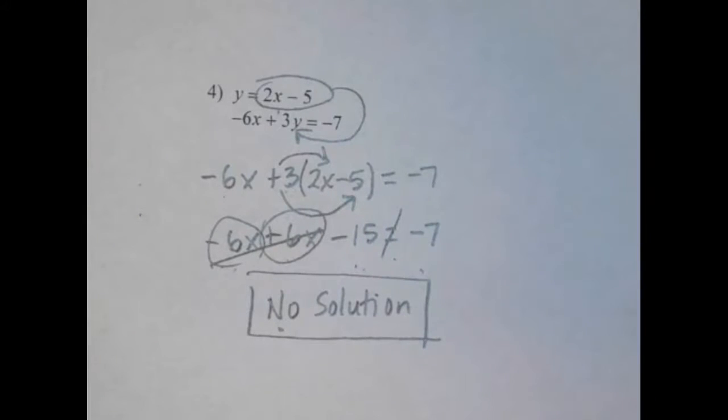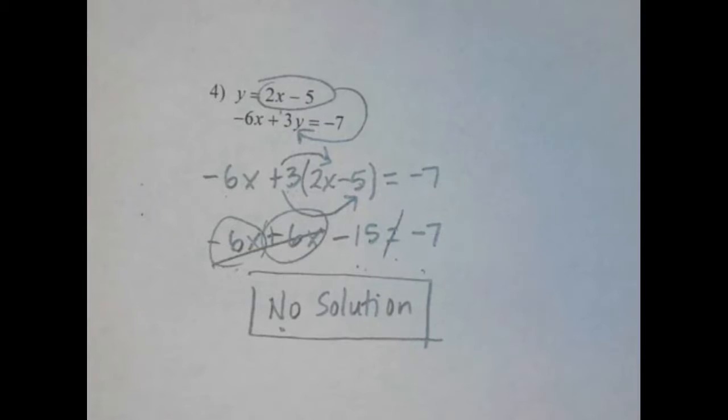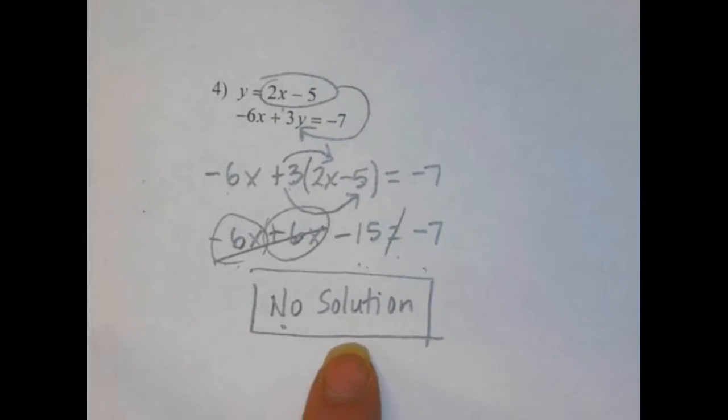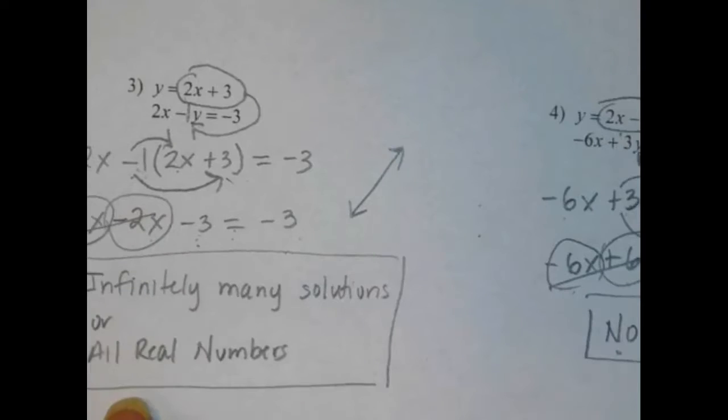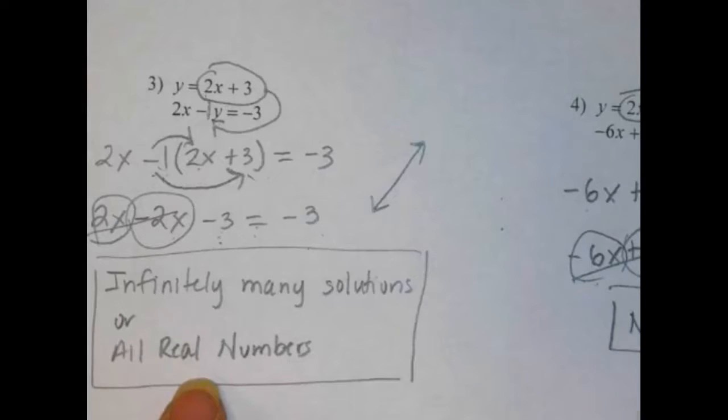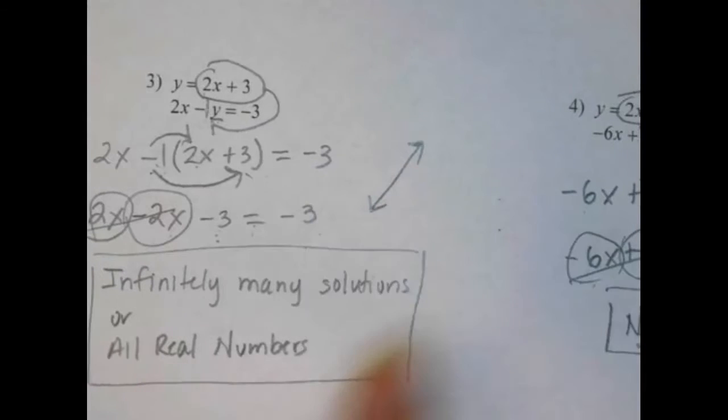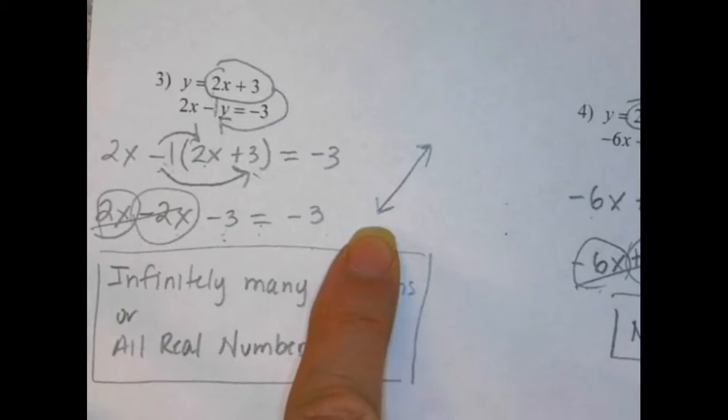That's my other special answer. I'm either going to have an ordered pair, which I can write as x and y. I'm going to have a no solution because they don't equal. Or I'm going to have infinitely many solutions or all real numbers because they're identical. The lines are right on top of each other.